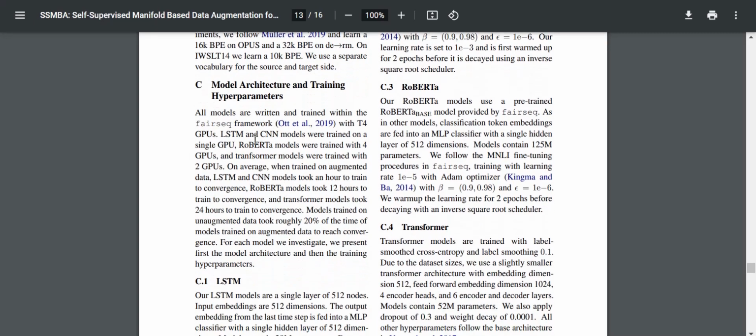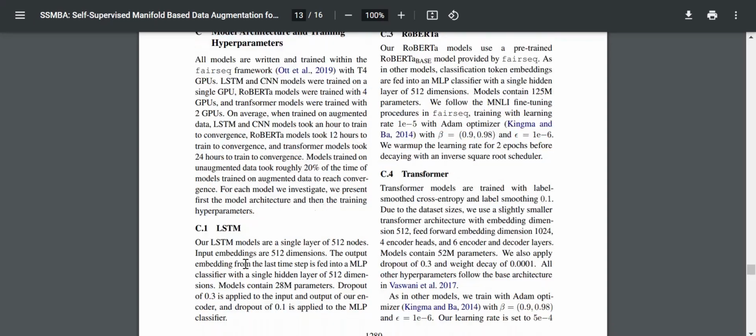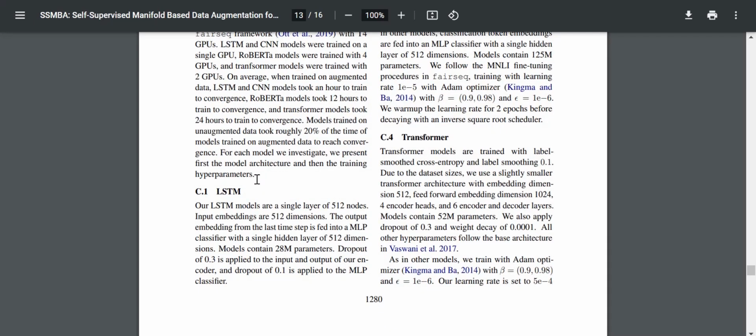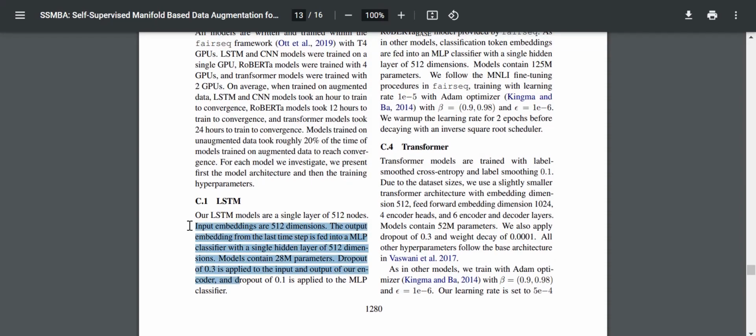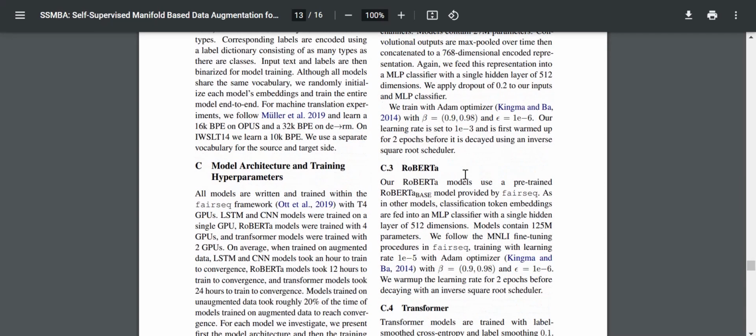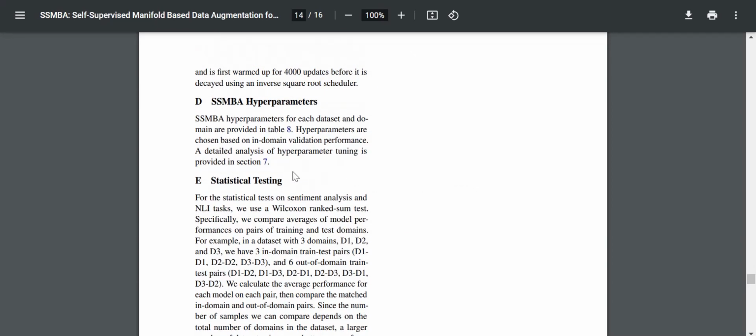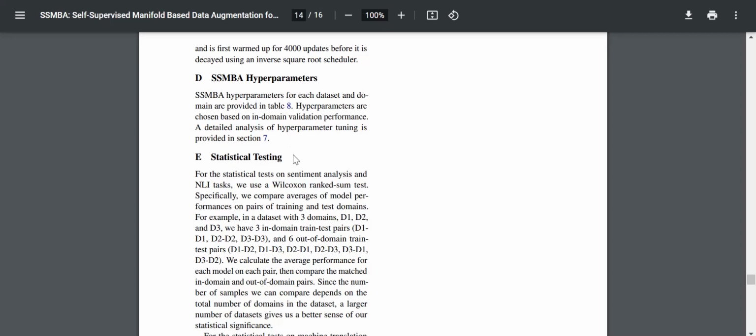For model architecture and training, all models are written and trained within the FairSeq framework with T4 GPUs. LSTM and CNN models were trained on a single GPU, RoBERTa with 4, Transformer with 2. On average, when trained on augmented data, LSTM and CNN models took an hour to train. RoBERTa models took 12 hours to converge, and Transformer models took 24 hours to converge. Models trained on unaugmented data took roughly 20% of the time of models trained on augmented data to reach convergence. For each model, we investigate the model architecture and then the training hyperparameters. Alright, they've just mentioned the structure and what hyperparameters worked for them for all the different models. So if you're going to re-implement this, this could be pretty helpful. And they've also mentioned the SSMBA hyperparameters.